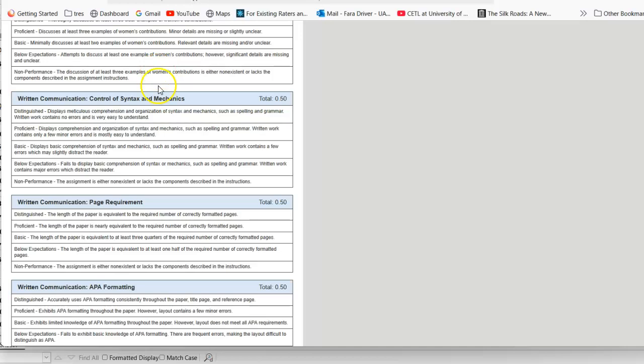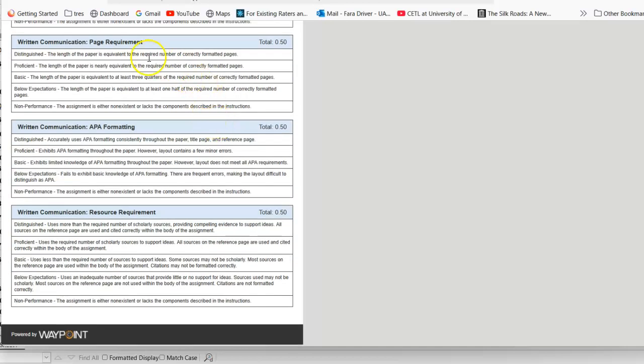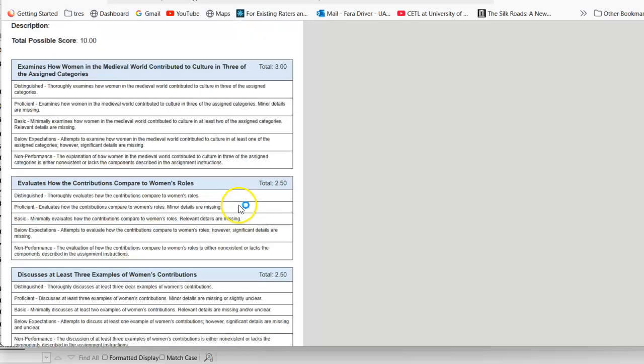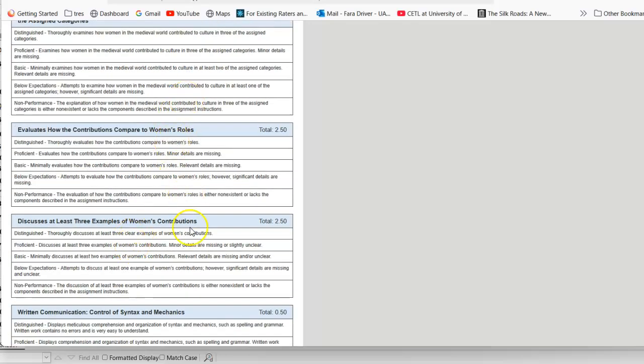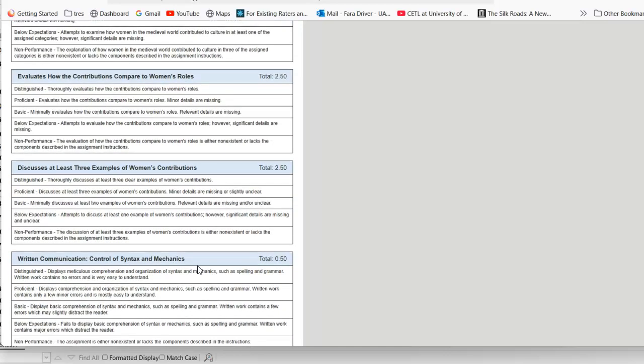Your control of syntax and mechanics, pretty straightforward. Page requirement, 3 to 5, double-spaced, and then APA formatting and resource requirement. These are going to go towards your internal citation and your use of the required sources. For those of you who went off the reservation, as it were, and used sourcing that was not in the required sourcing, you're going to get a non-performance here because you didn't use the actual required sources for this assignment, no matter how well it is done. And to be fair, in these other categories, if you're not using the required sources, you're not going to get as high in these as you would because you're drawing these examples from other places.